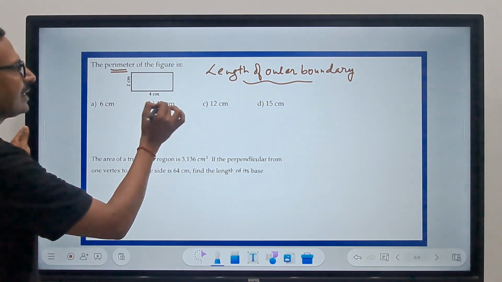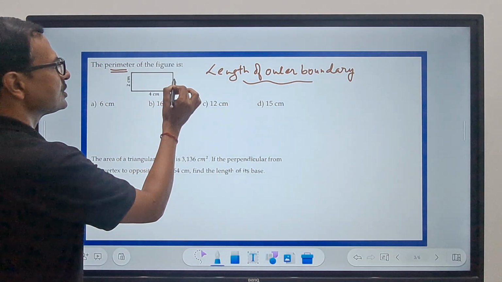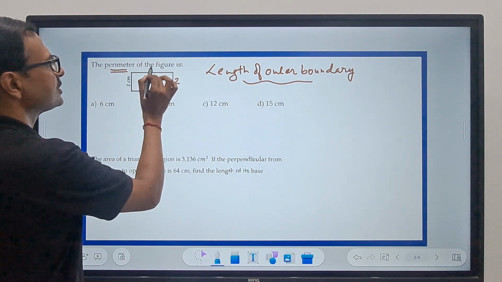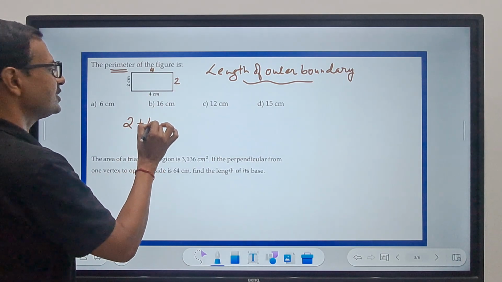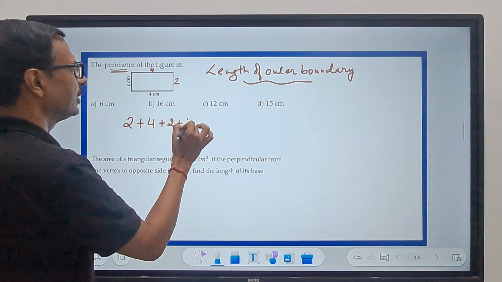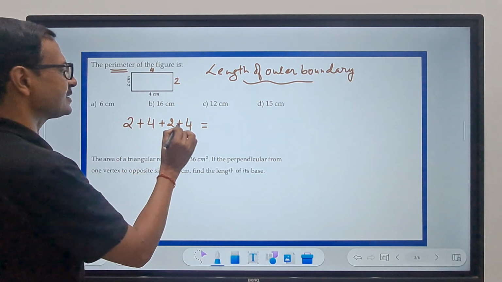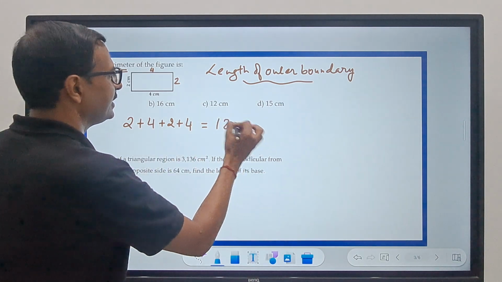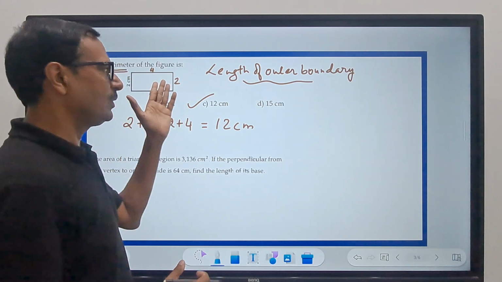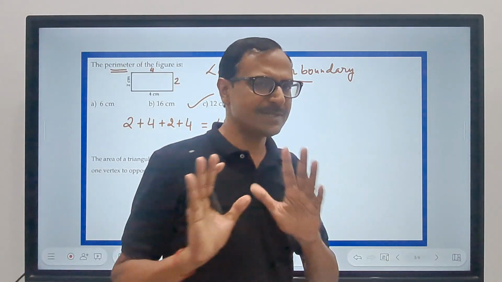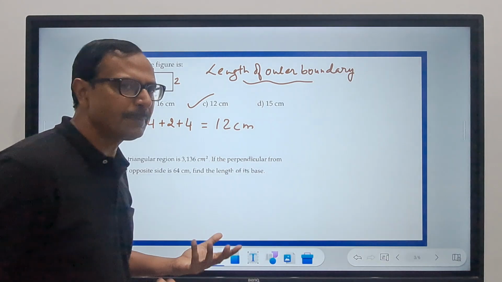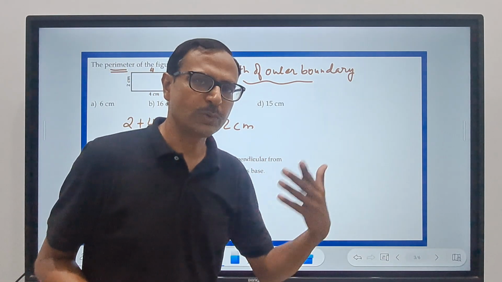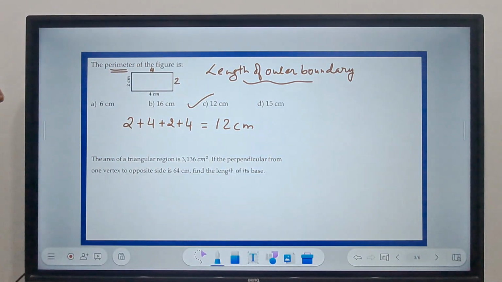Here you can see it's a rectangle, right? So if this is 2, this is also 2, and if this is 4, this is also 4. So what is the perimeter? You just add all the 4 sides, 2 plus 4 plus 2 plus 4. You are going to get the answer. This is 6 plus 6, 12 centimeter is the perimeter of this particular solid. So the first question is just to understand the concept of perimeter. Things are going to get a little bit trickier as we progress through the questions. Let's see question number 2.